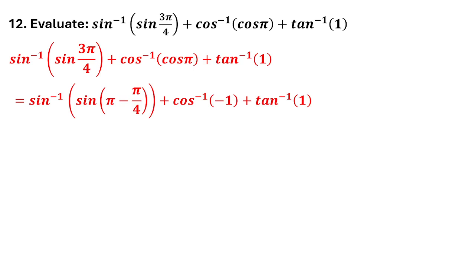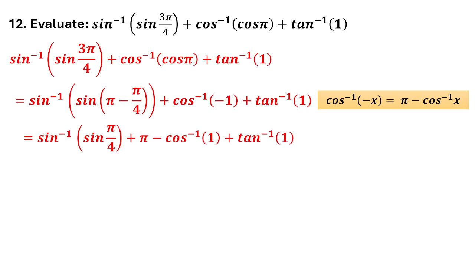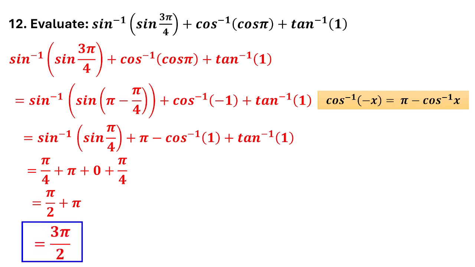Then, what is cos pi? Cos inverse of cos pi, you can write directly pi. But I am writing cos inverse of minus 1. And cos inverse of minus x is pi minus cos inverse x. Therefore, sine inverse of sine pi by 4 is pi by 4. Pi minus cos inverse 1 is 0. Tan inverse 1 is pi by 4. Therefore, the final answer is 3 pi by 2.